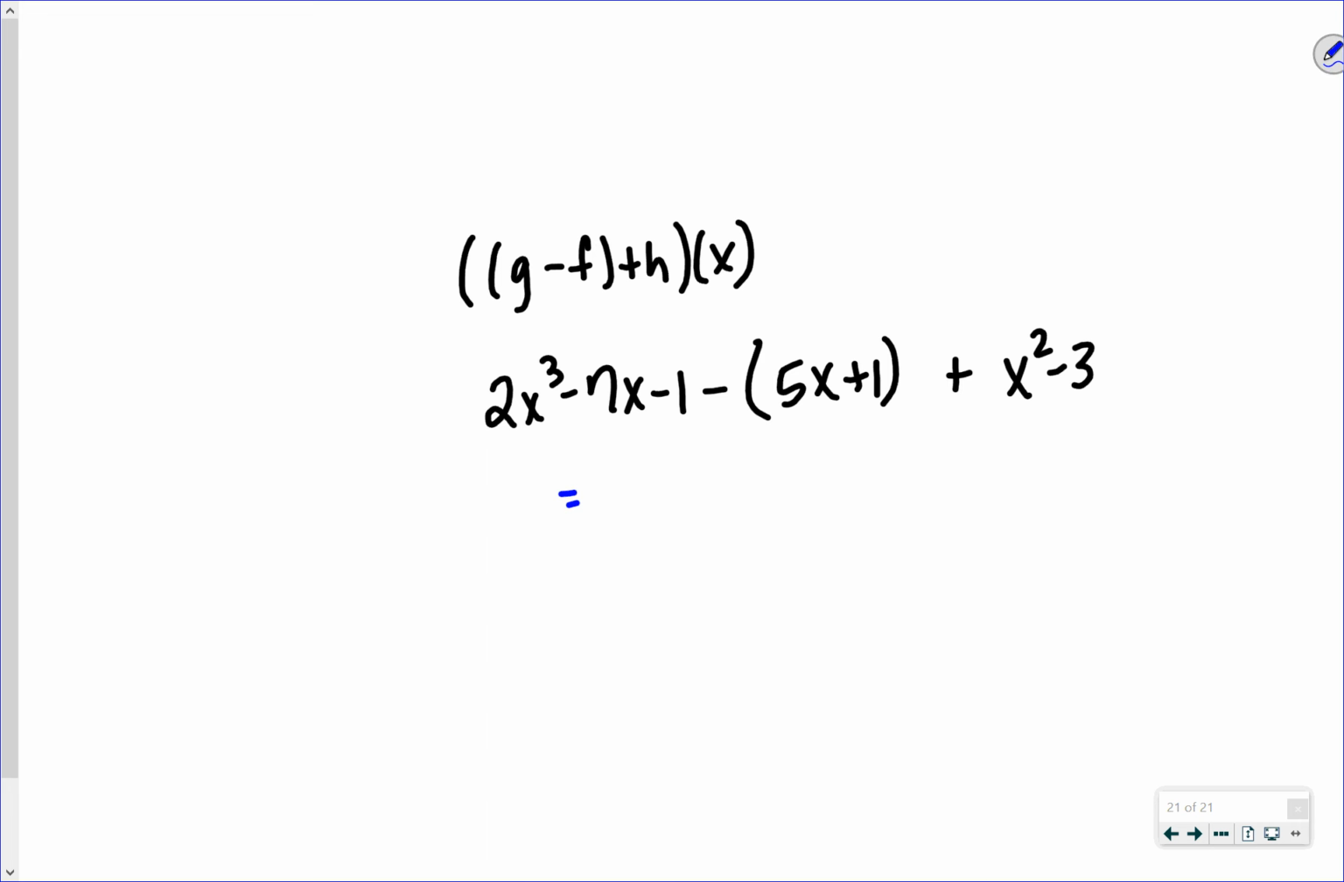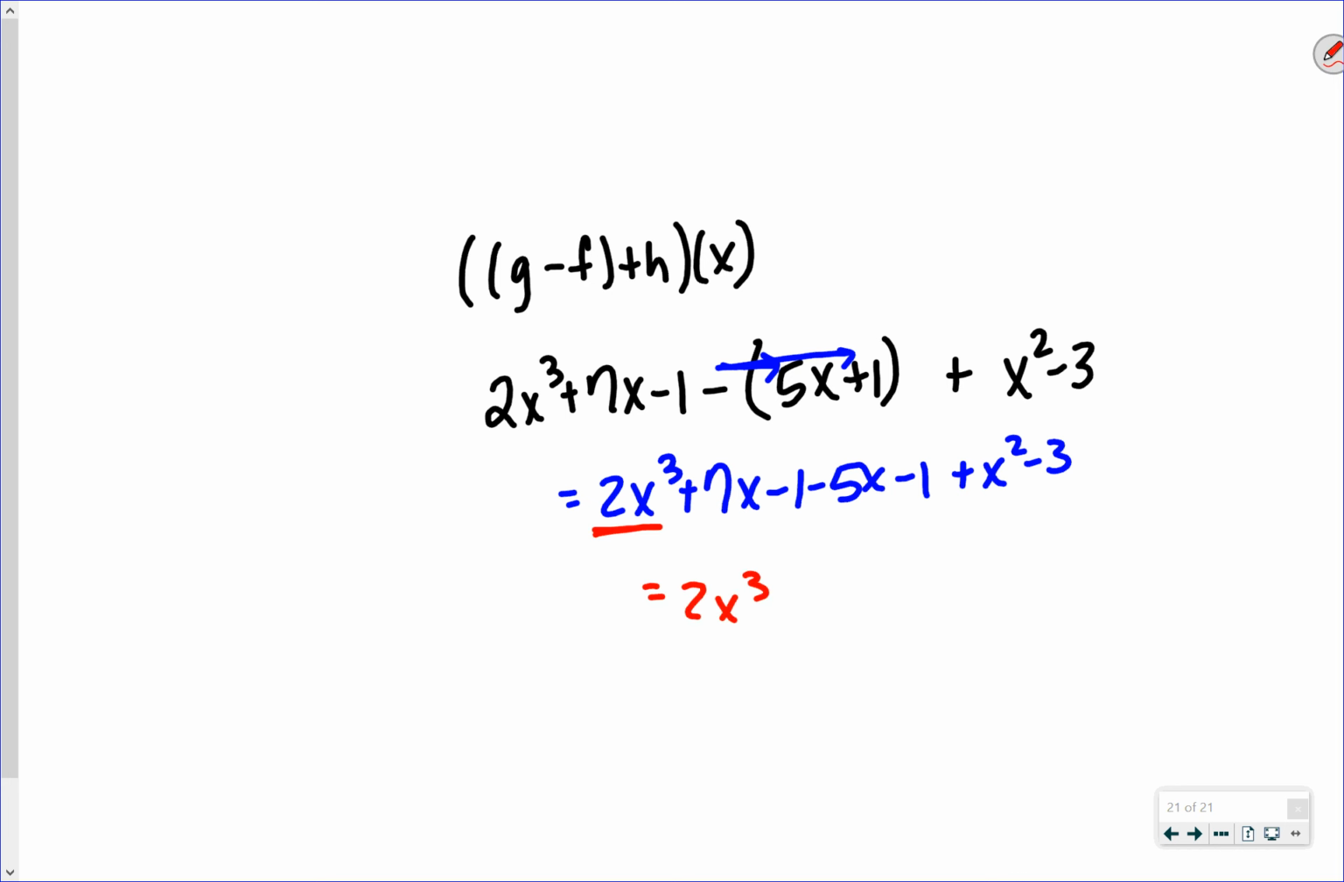So I have 2x cubed plus 7x plus negative 1, and then minus 5x minus 1 plus x squared minus 3. And now we just combine our like terms. We've got 1 cubic, 2x cubed, 1 squared, x squared, 7x minus 5x, 2x, and then minus 1 minus 3 is a minus 4.